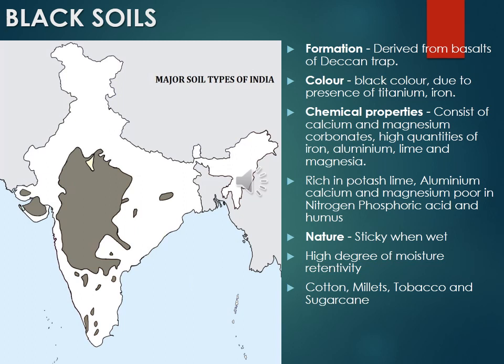Chemical properties: it consists of calcium and magnesium carbonate, and high quantities of iron, aluminium, lime, and magnesia. Black soil is rich in potash, lime, aluminium, calcium, and magnesium, but poor in nitrogen, phosphoric acid, and humus.